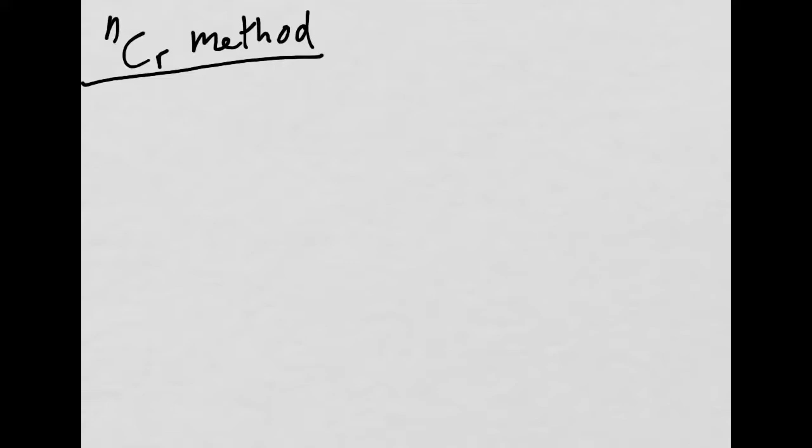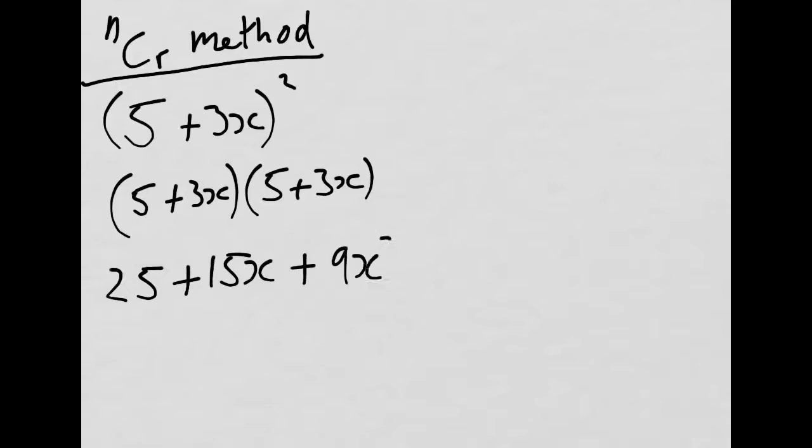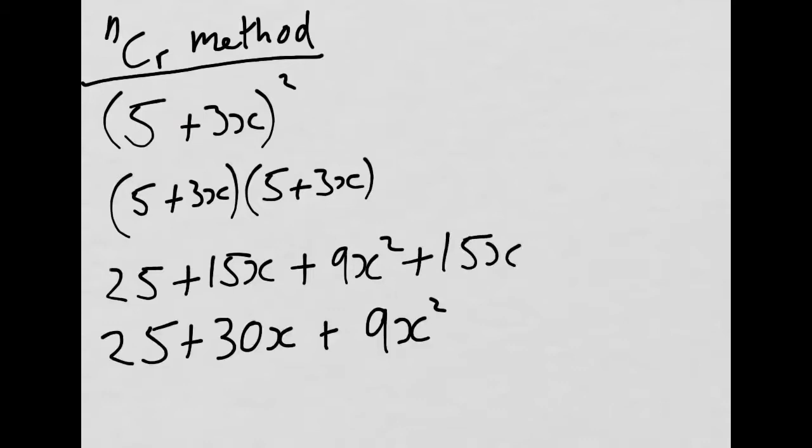Okay, so the nCr method. You will have expanded something before, like (5 + 3x) to the power 2 at GCSE. You would have written out the second bracket as well, and then expanded it. So we'll have done 5 times 5, get 25, 3x times 5, get 15x, 3x times 3x, got 9x squared, and then your 5 times 3x and got another 15x, and then simplified to give you 25 + 30x + 9x^2, which is brilliant.